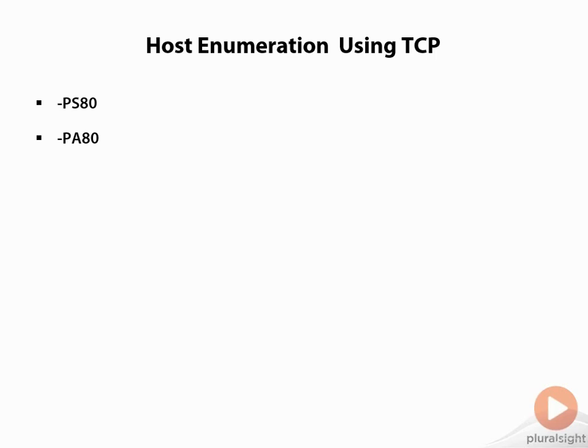Nmap has two options for performing host enumeration using TCP packets, the -PS and the -PA options. Both of these options operate on port 80 by default, but other ports, lists, or ranges may be specified. Notice there's no space between the option and the port specification. On a Unix system, only the root user is able to send and receive raw TCP packets, which are used by these options. If you execute them as a non-root user, Nmap will enable a workaround, so you will get some results, but these options are best executed as root. The following discussion assumes root privileges.